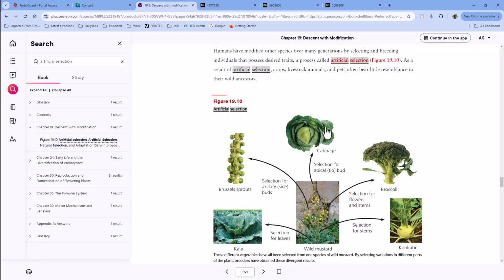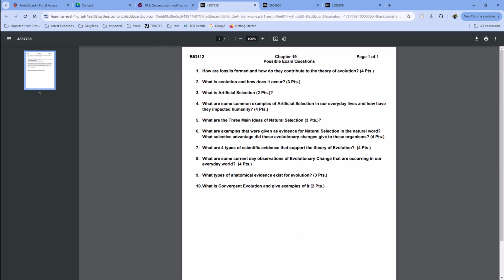Other examples that we talked about during lecture were dogs, cats, crops, more muscle mass on our animals that we consume. So all of those we've done to give us a selective advantage to produce more product with fewer input. And then 5, what are some of the three main ideas of natural selection? Again, you can find those figure 19.3 and on page 392. So look there, that'll give you the answers for that.